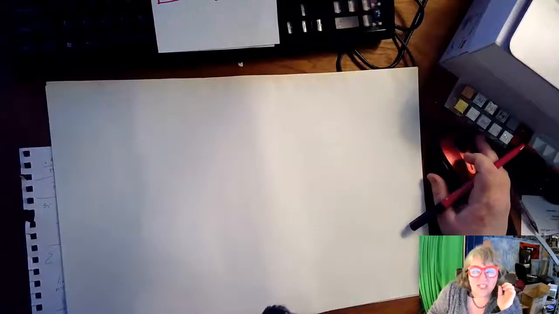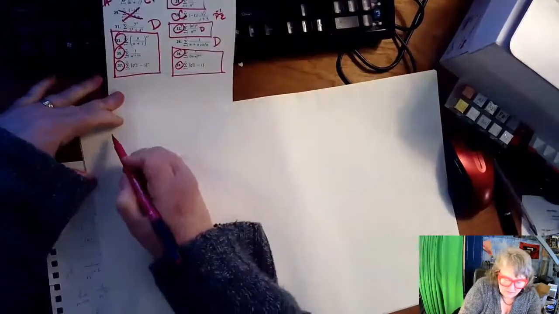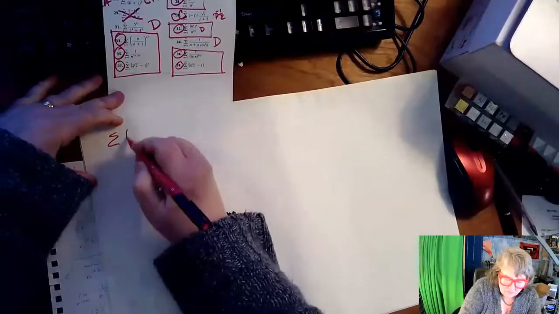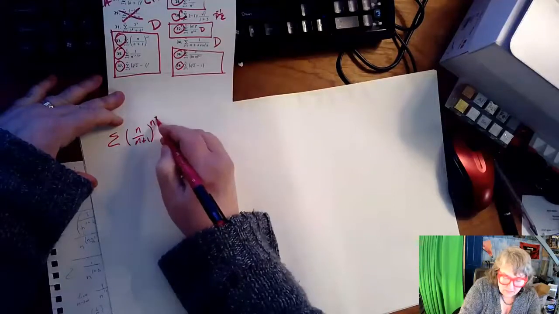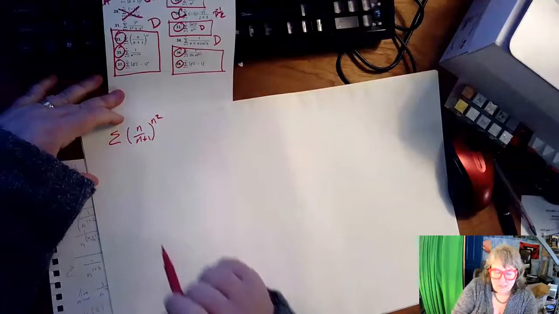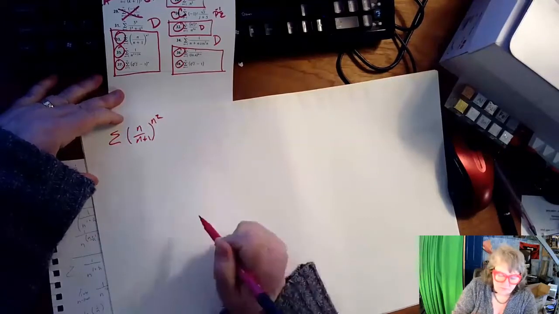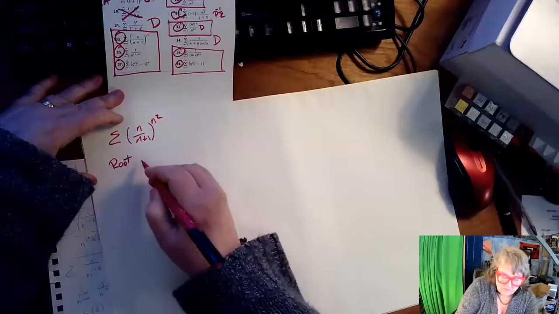Now, are you ready for some really gross ones? Yeah. These are fun. Okay, first one up. We have the summation of n over n plus 1 to the n squared. Now, the thing I don't like about that is that exponent. And the root test would get rid of one of them, but not both of them. But I'm going to do the root test anyway to see what happens.